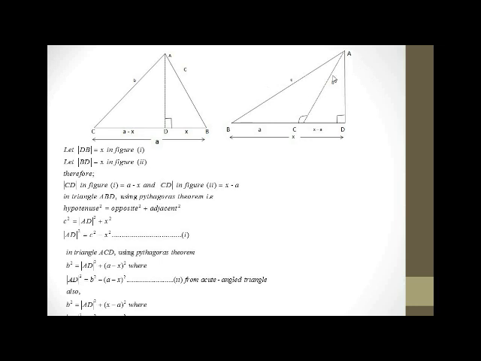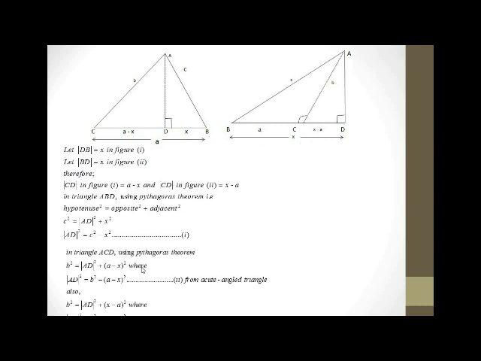Then if you look at triangle ACD, I'm referring to this triangle ACD. That simply means using the Pythagoras theorem, we know that the hypotenuse, which is b squared, is equal to line AD squared plus (a minus x) squared, which is our line CD.